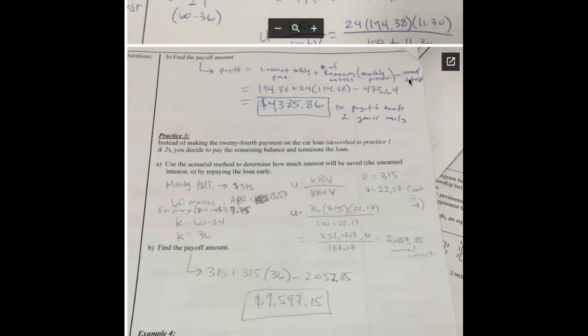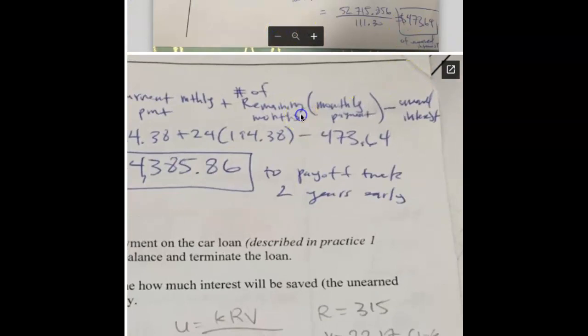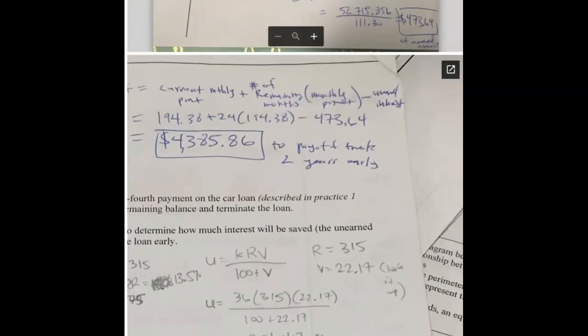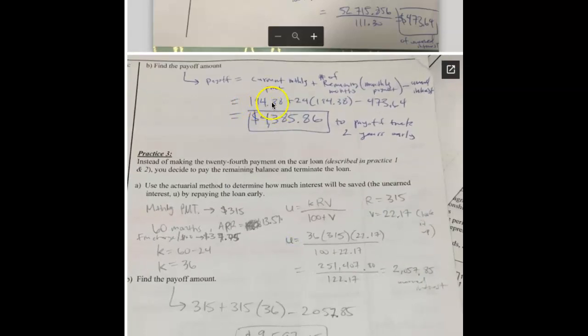You subtract the amount you saved basically by paying off the loan early, which you saw in the previous problem was $473.64. So anyhow, this one, payoff, current monthly payment $194.38 plus 24 more months times the payment $194.38 minus the $473.64 we calculated from the unearned interest to come to the total of $4,385.86 to pay off this loan 24 months early, or 2 years early.